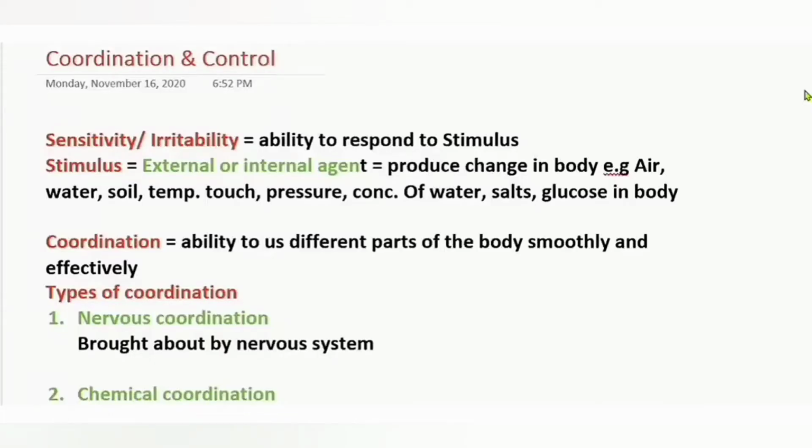Well, today we are going to study coordination and control. There are some important terms we should be familiar with, and these are sensitivity. It's also known as irritability. It is the ability of the body to respond to any stimulus. Now, what is a stimulus? A stimulus is any internal or external agent which can produce or bring a change in our body.